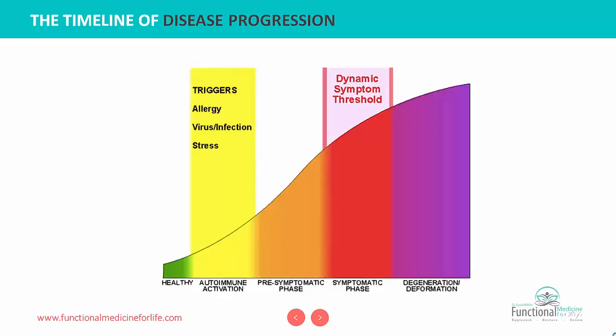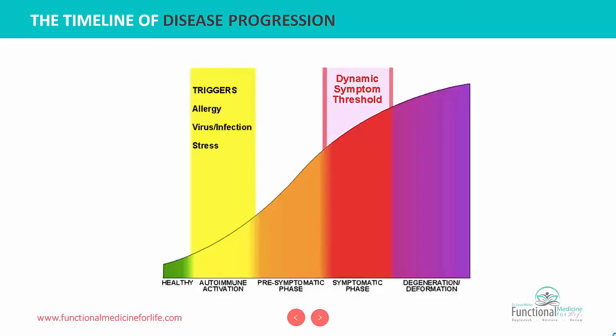Take heart disease, for example. A person develops heart disease over the course of their lifetime, maybe 50 or 60 years. In about half of those patients, their first heart attack is their first symptom. They had no idea that they had a problem brewing for all these years.